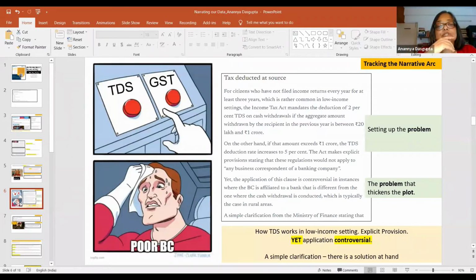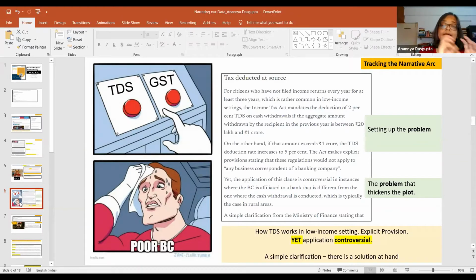Now look at the last paragraph on the screenshot. Yet the application of this clause is controversial in instances where BC is affiliated to a bank. What I'm interested in is the template, right? This is how it works. Here is an explicit provision in it, but, or yet, the application is controversial, right? So it's typical of a story plot where there is scene setting, a problem, and then the problem thickens, right? The plot thickens. There's one more problem there and it's in the application of it.